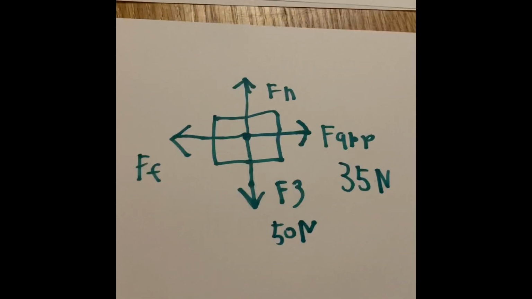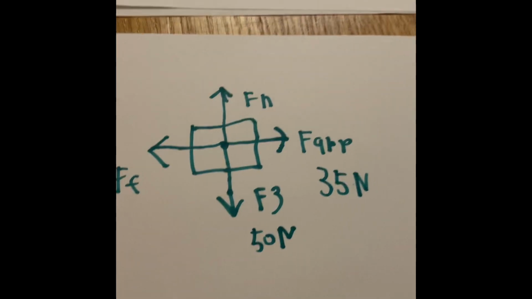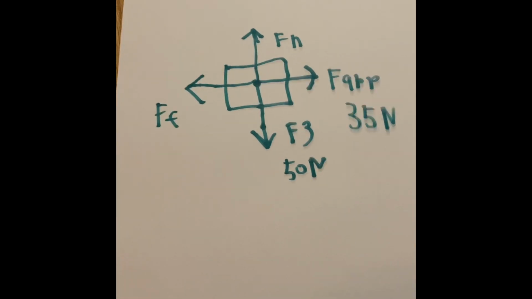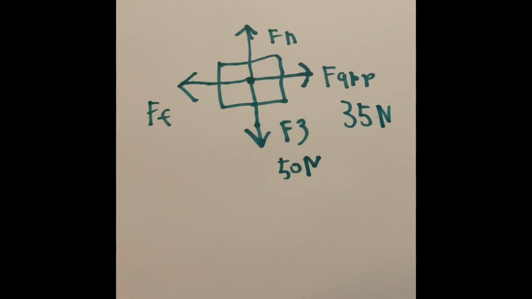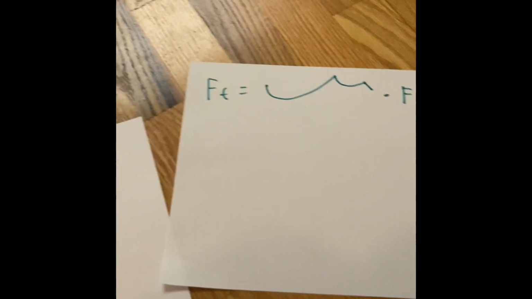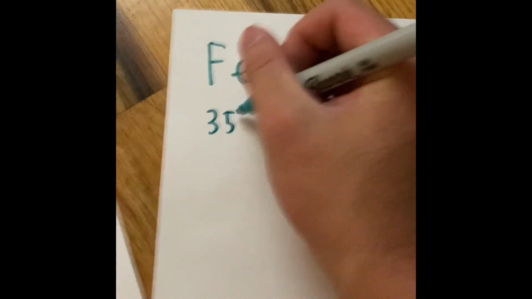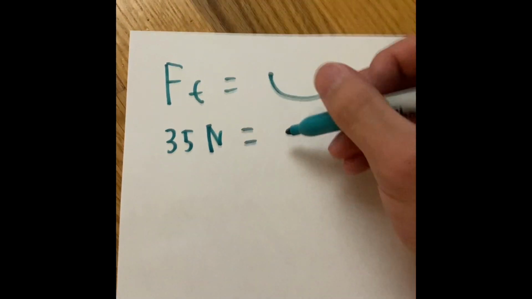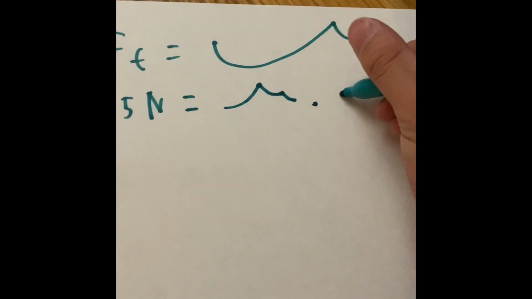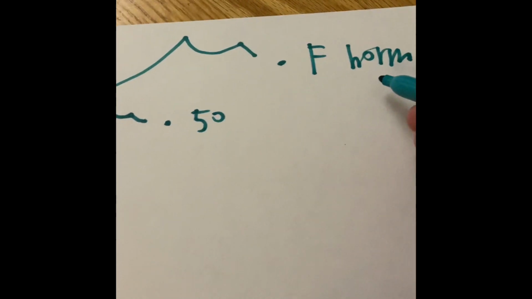So here is what we're going to do for the first one. We are going to try to find the starting coefficient, the one on the bottom. We're trying to see what is the starting coefficient of friction needed to make the block go. So we have the formula over here. We have 35 newtons, and that is going to equal our mu, multiplied by 50, because that's our gravity, but also that's our normal force.